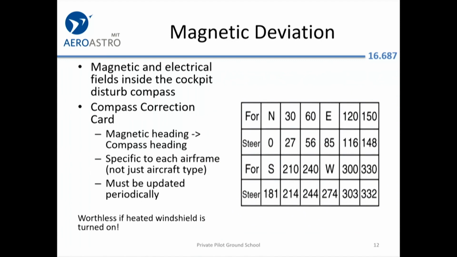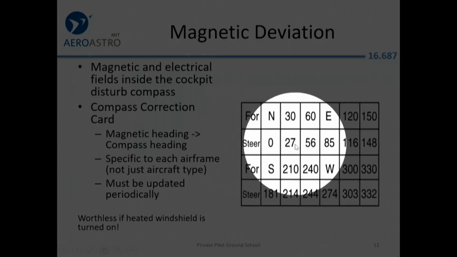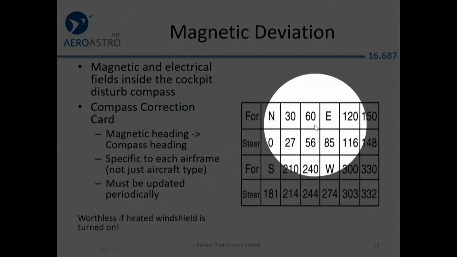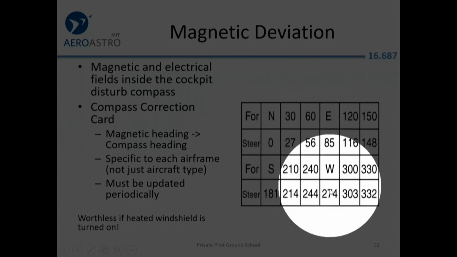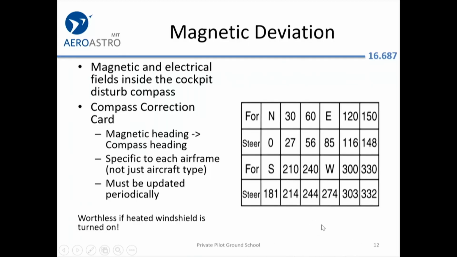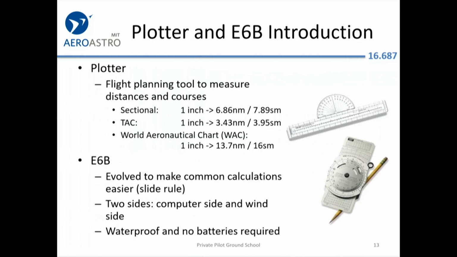But you can see it says, look, if you want to fly 60 degrees, a heading of 060. Oh, if you want to go east, instead of steering 090, steer 85 on your compass. It gets updated every couple years, I think, and as I noted earlier, if you have things in the airplane or systems like a heated windshield turned on, the compass may become kind of worthless. All right, so let's get out the tools.